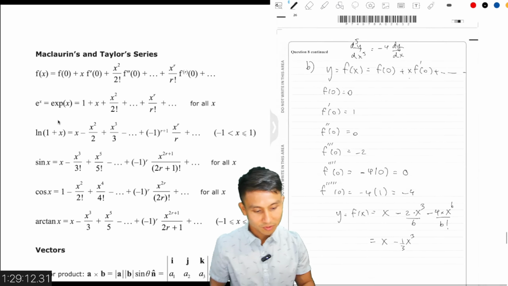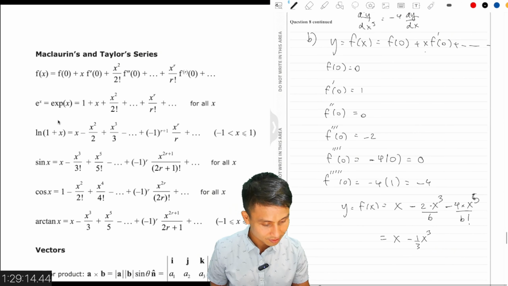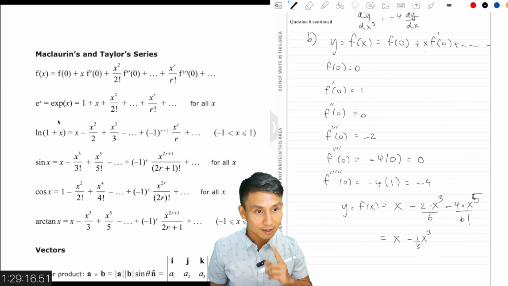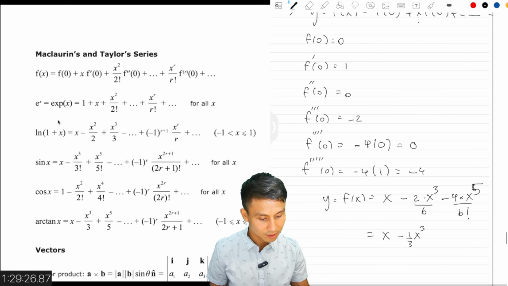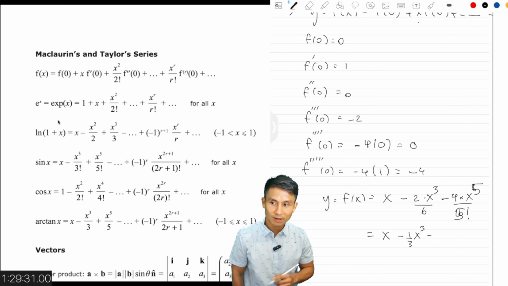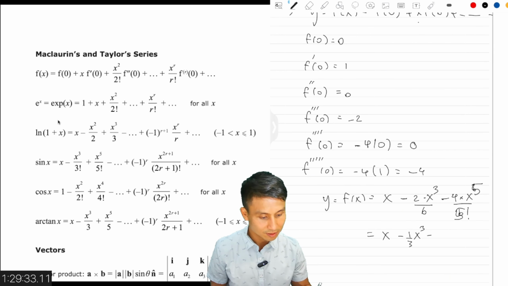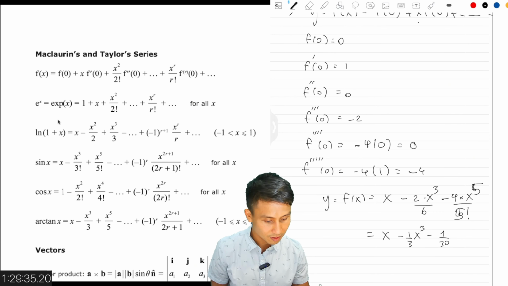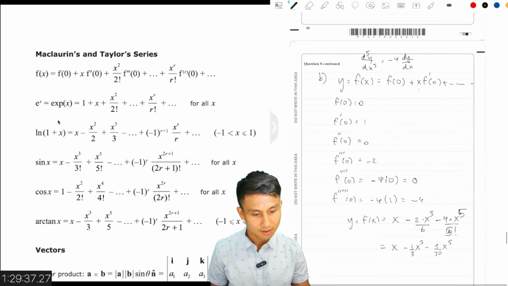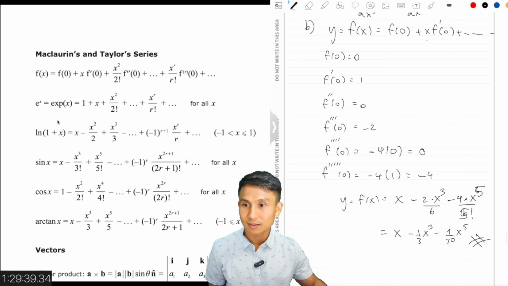Wait, that should be x to the 5, not 6. Sorry. The first one, the second one, the third one. Yeah, so the fifth one should be, okay, and this should be 5 factorial. So basically just 5 times 3 times 2, so that's 30. So 1 over 30, x to the 5. I think, yeah, that's it.